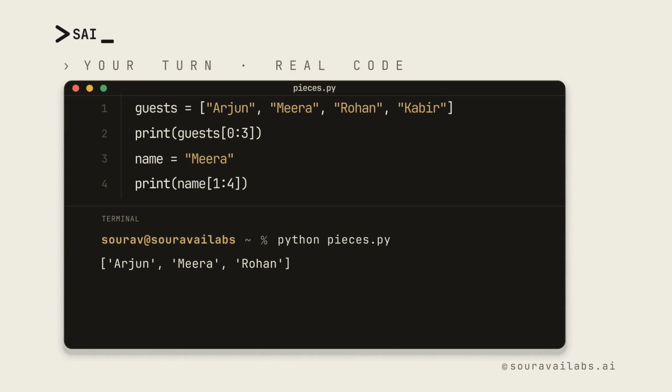The first answer is a list of three, Arjun, Meera and Rohan. And Kabir is left behind because 3 is where it stopped. The second is "eer", three letters from the middle of Meera.